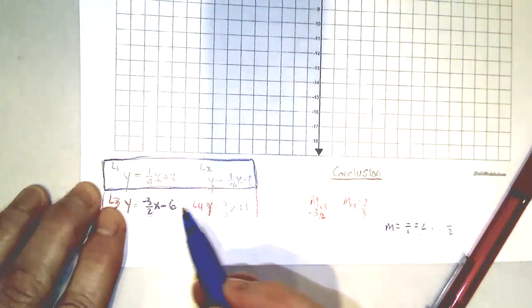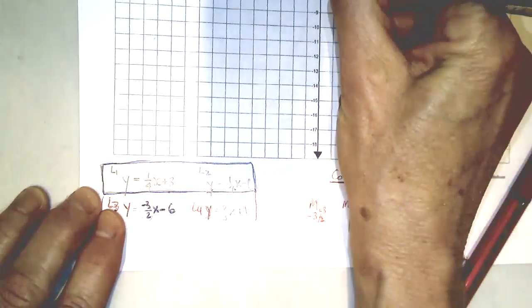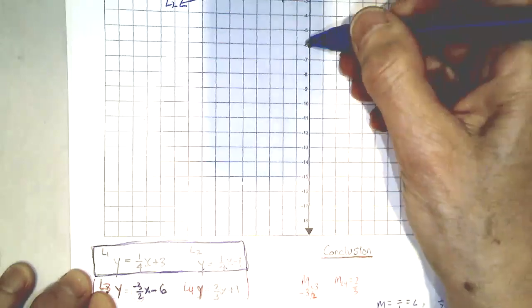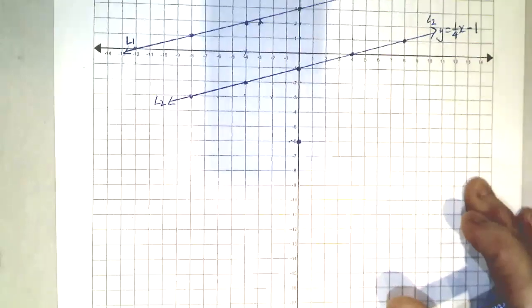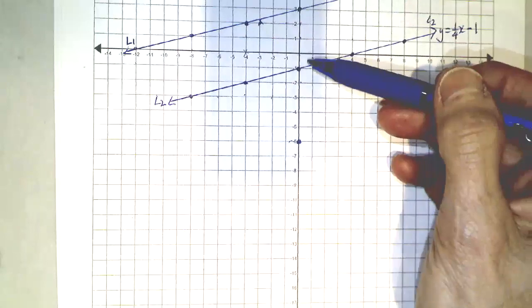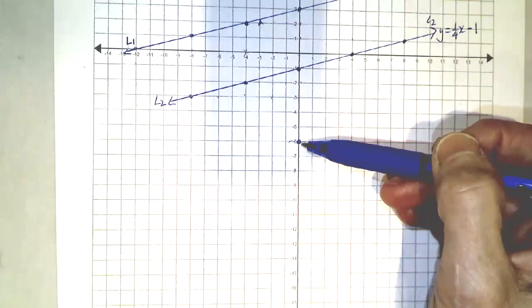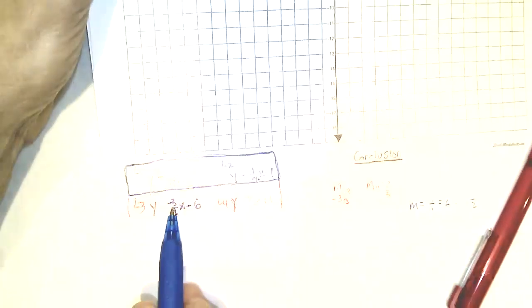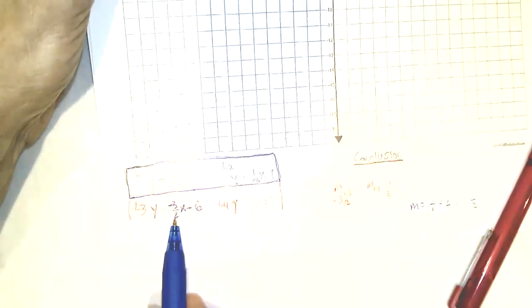So I'm going to go to the b, which is negative 6, on my graph, and I'm going to put a dot at negative 6. You can see the graph. It's down below the x-axis, negative 6. The slope of this line is negative 3 over 2.